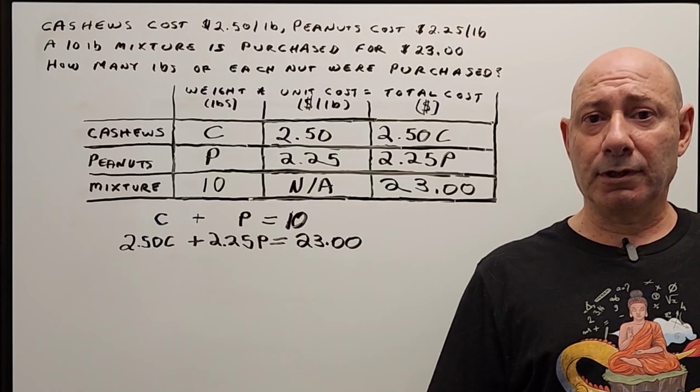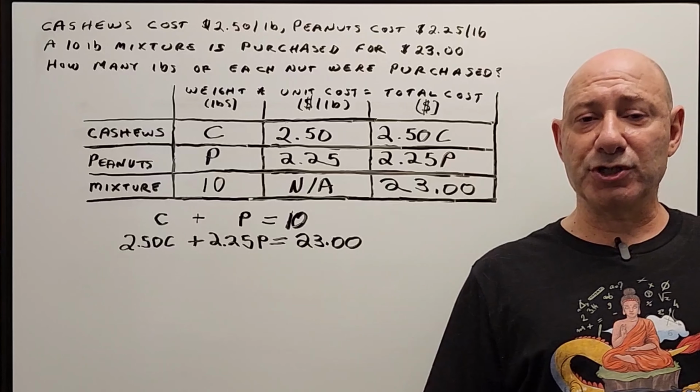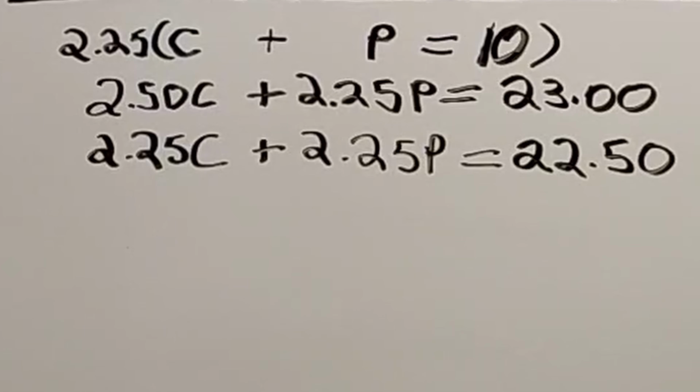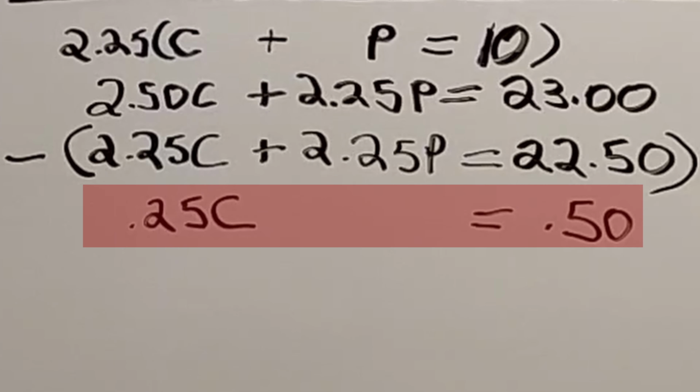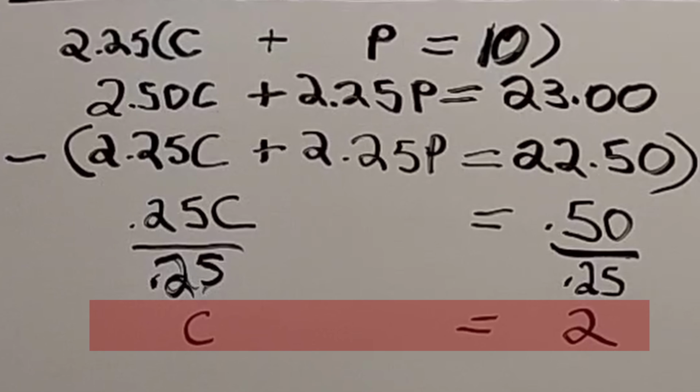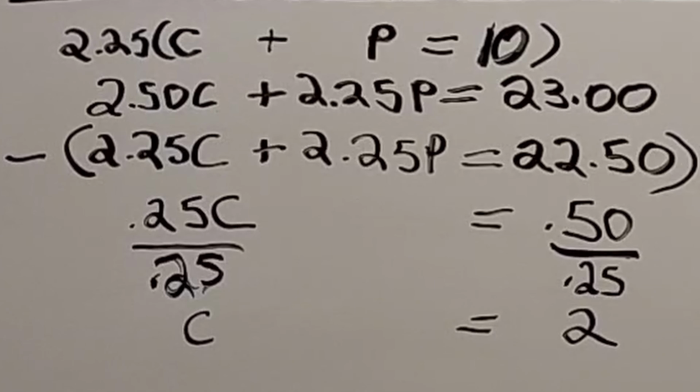So how do we solve? Well, the first thing we do is multiply the first equation by 2.25 to get our third equation. Now, when we compare the third equation to the second equation, we see that the coefficient of P is the same, but the coefficients of C are different. So if we now subtract the third equation from the second equation, we're going to get a single equation with a single unknown. And that should be easy to solve. We just divide both sides by the coefficient of C, which is 0.25, and that gives us our desired C equals 2. Now, we still have to solve for P.